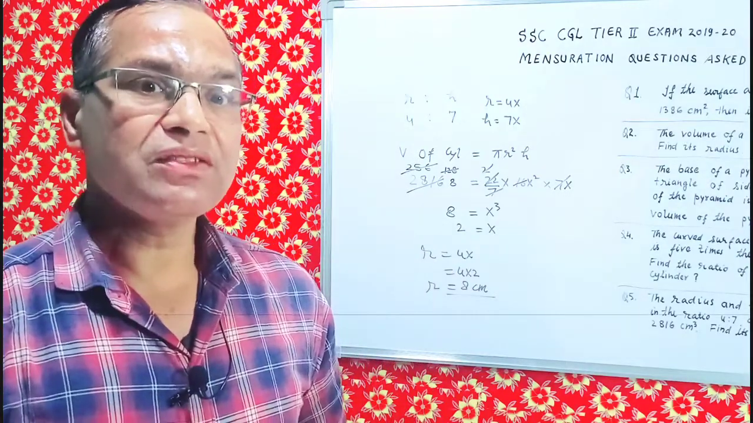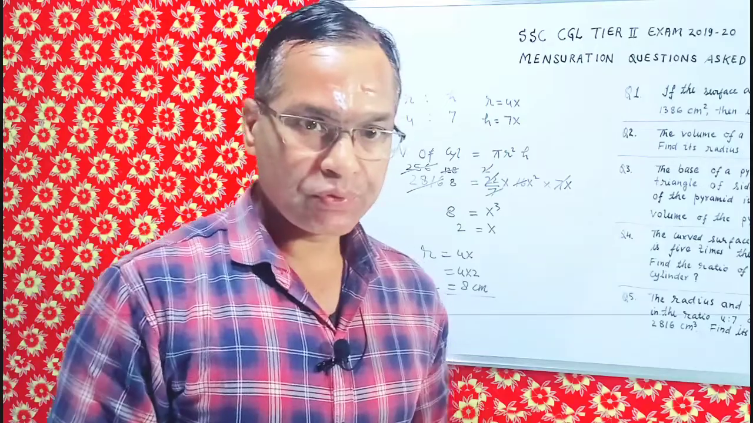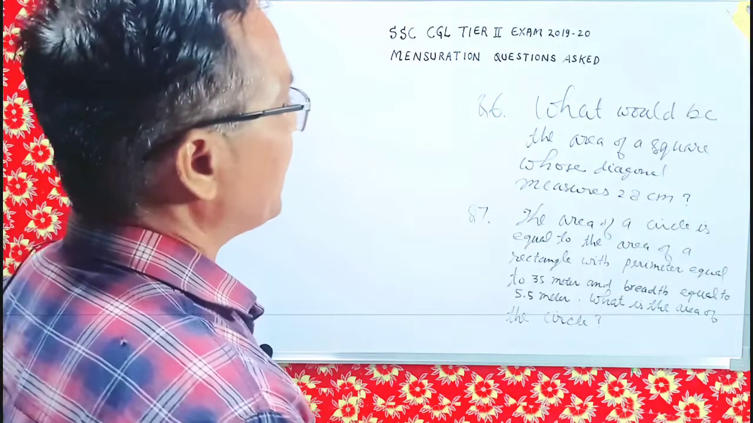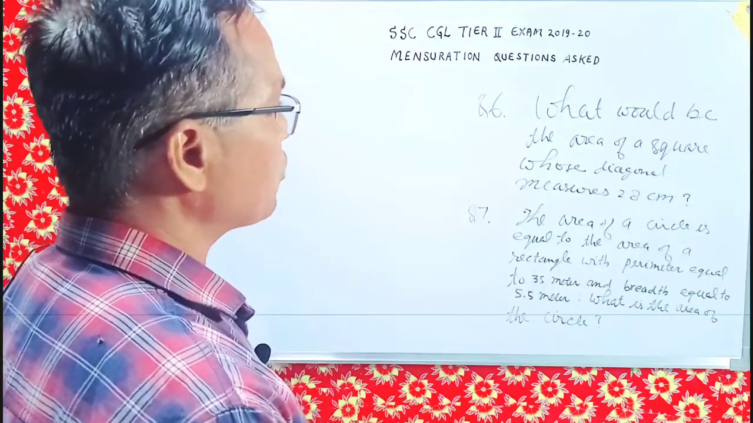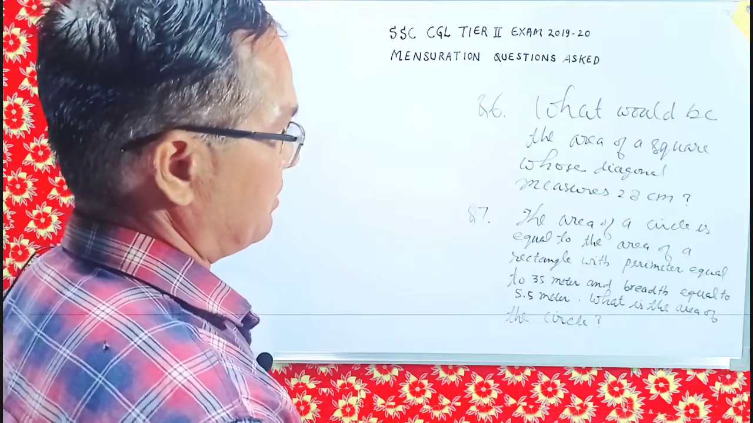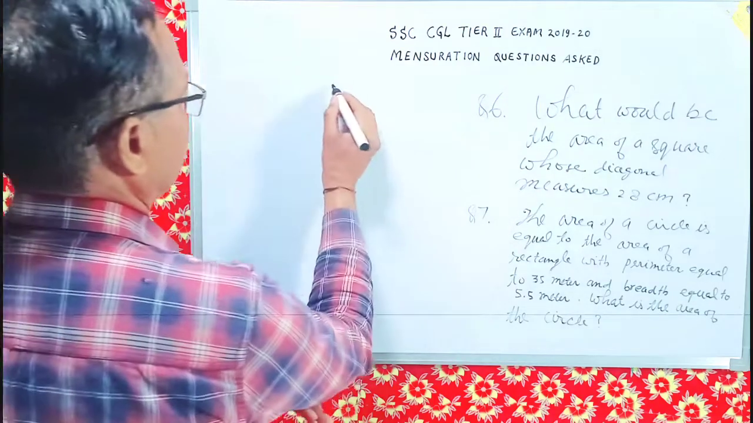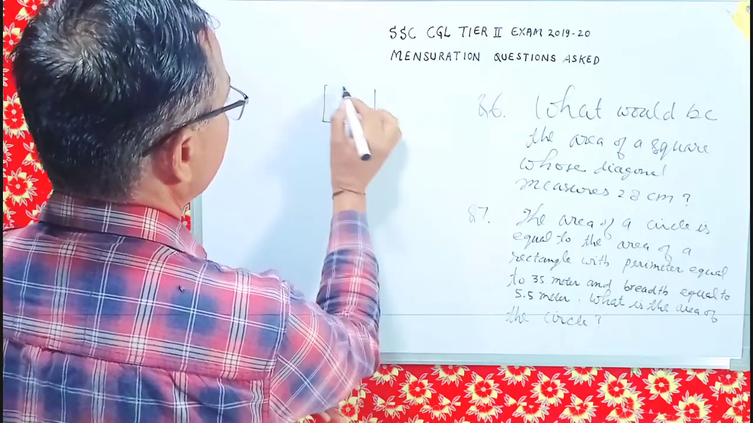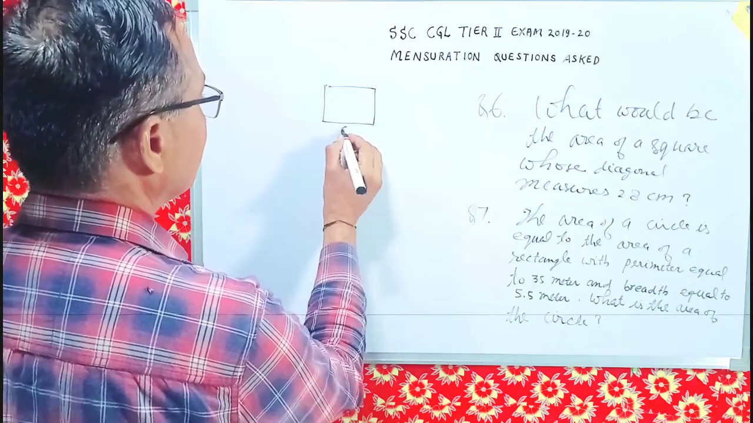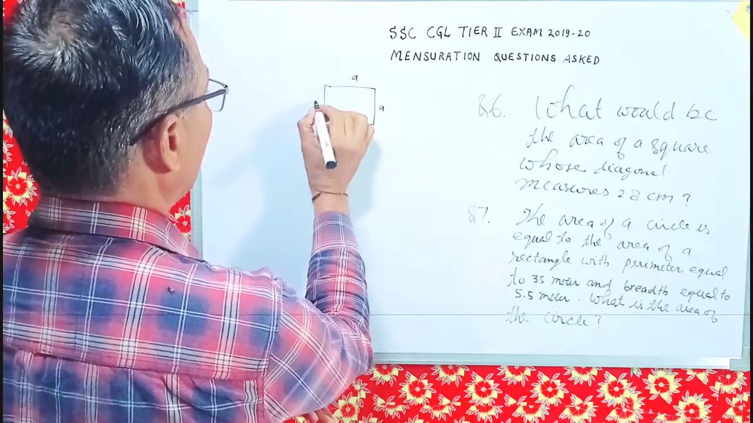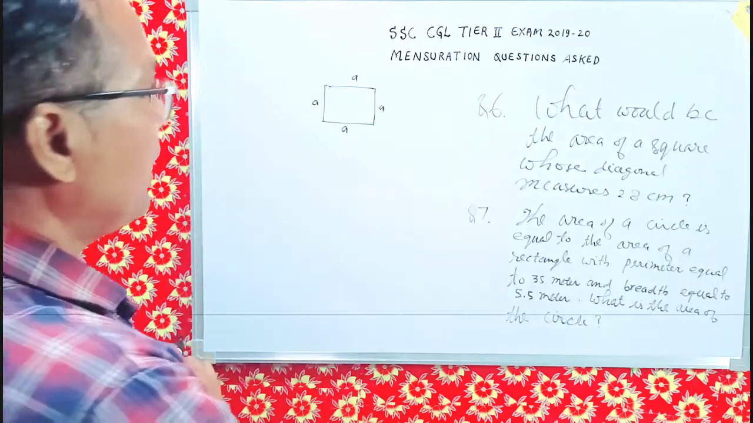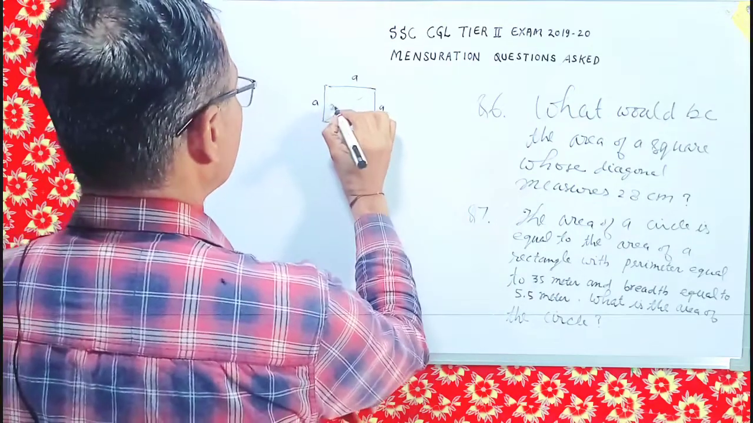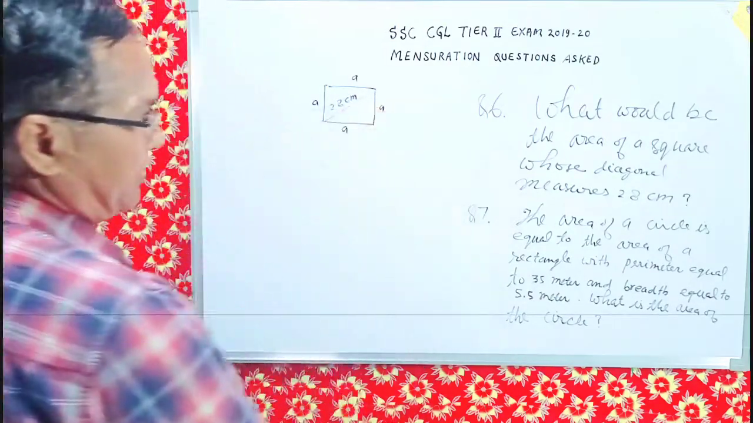So we will take some more questions. So let us see. Next question is, what would be the area of a square whose diagonal measures 28 centimeters? Here, square means this is the shape having all the sides equal. And diagonal means this is the measurement given, 28 centimeter.